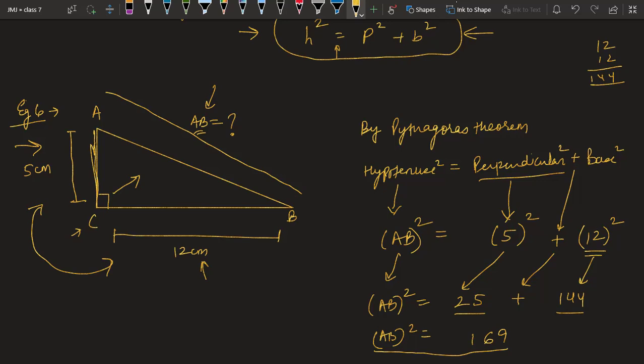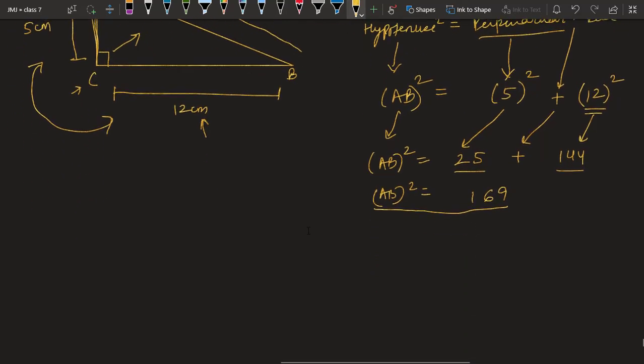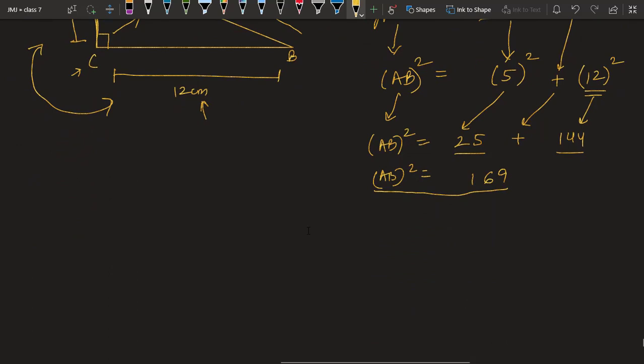But what do we want? We want the value of AB, not AB square. So we have to go for square root. What will we do? We will take square root. What happens in square root? This power 2 will go to that side and will become power 1 by 2. So AB is equal to 169 power 1 upon 2. I hope you are understanding this. Here the power was 2. When you transpose the power to the right hand side, the power became the fraction 1 upon 2, and this is known as square root.